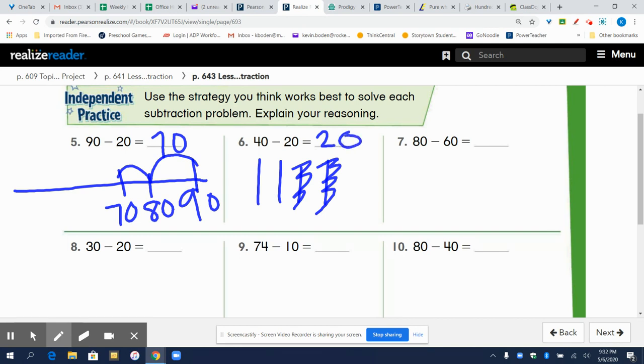And I'll do one more with you, then you can try doing number 7 all by yourself. So number 6, I chose to draw a picture because I'm really good at drawing pictures when I'm doing place value blocks in math. And that was, once again, a pretty easy one to draw. I do not feel like drawing a number line or place value blocks for 80. That's so many. So I'm just going to use mental math.